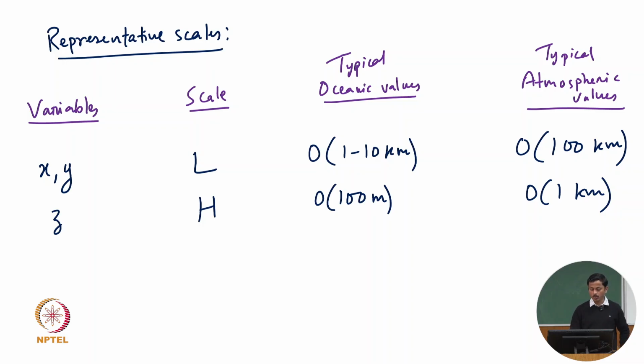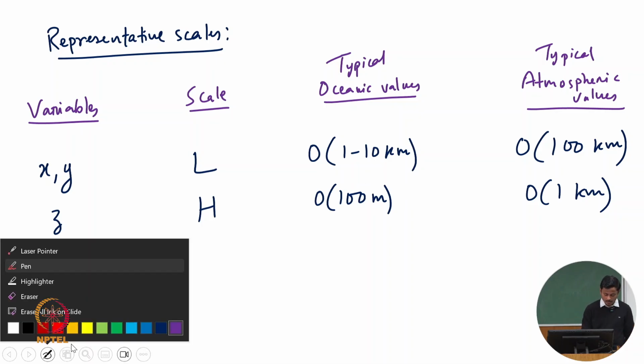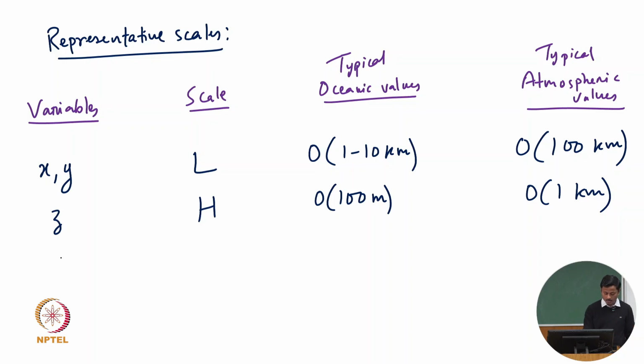So what order 1 to 10 kilometers means is that typical motions might have these scales. That is what I mean by saying that these are the representative values. Okay, so these are the length scales that a certain process might have in the ocean. So in the x and y direction, you can see that this is much larger than a meter, whereas the vertical length scale is approximately a few tens to hundreds of meters. Okay, so there is a scale difference. That is what we are getting at, and this will be helpful for us to define some non-dimensional numbers.